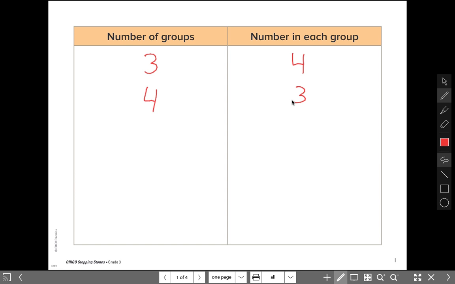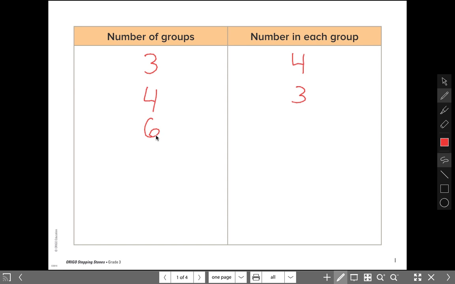It's like a turnaround fact. Giselle, what'd you guys get? You had 4 groups, 3 in each group, or 3 groups of 4? 3 groups. So 3 groups of 4. Okay. Gabriel, I see you guys have something different over there. What'd you get? How many groups? 6 groups of 2.